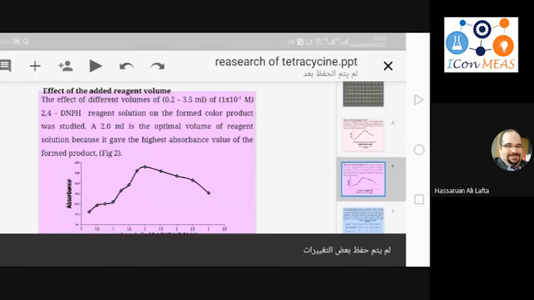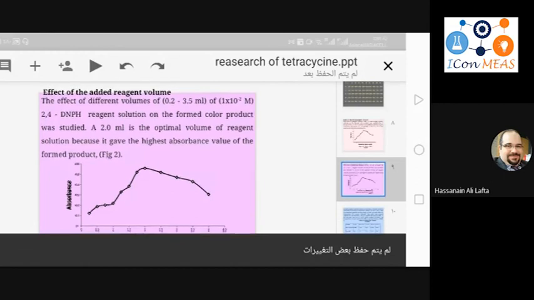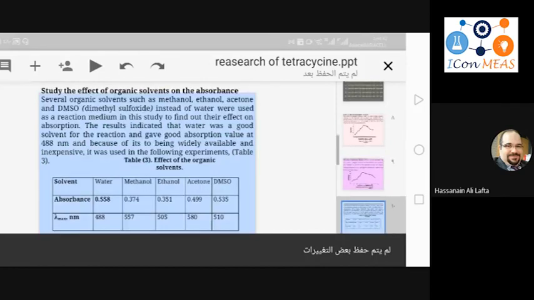Effect of the added reagent volume. The effect of different volumes, 0.2 to 3.5 ml, of 0.01 molar 2,4-dinitrophenylhydrazine reagent solution on the formed color product was studied. 2 ml is the optimal volume of reagent solution because it gave the highest absorbance value of the formed product. The result is shown in figure 2.